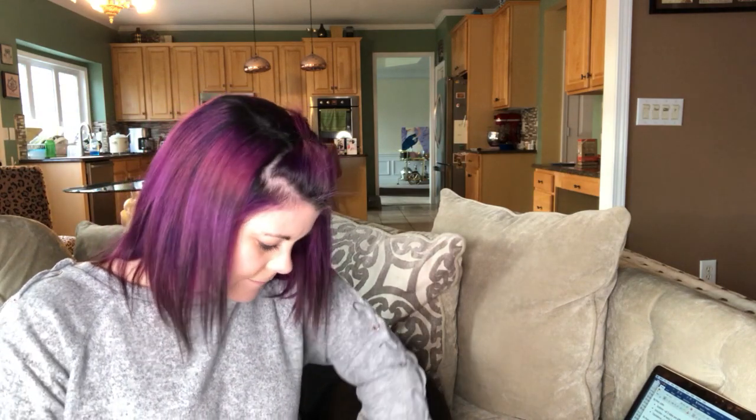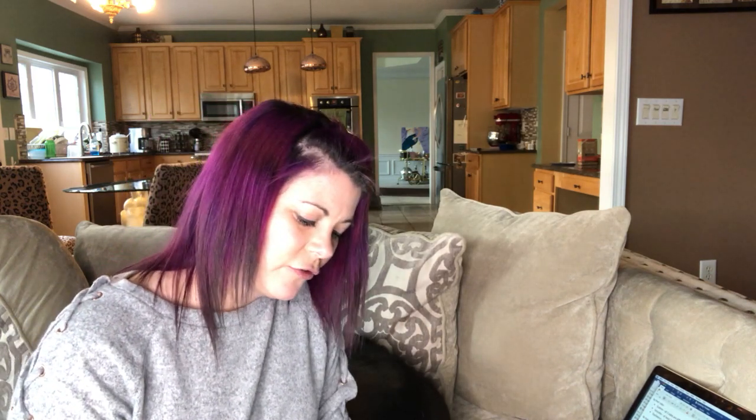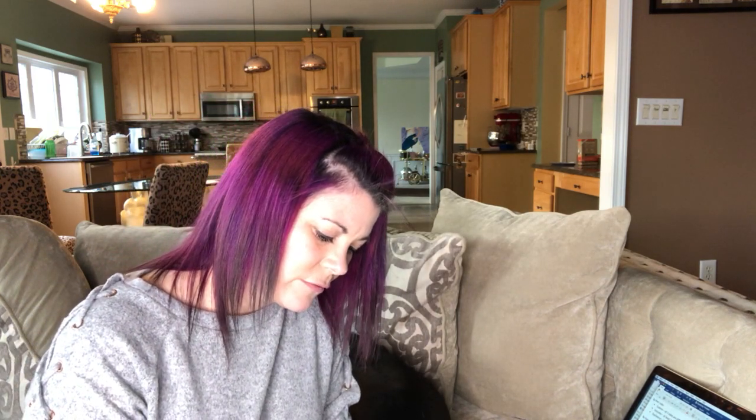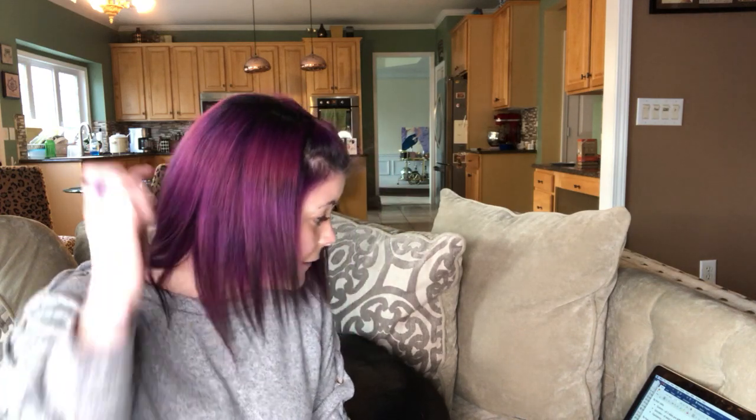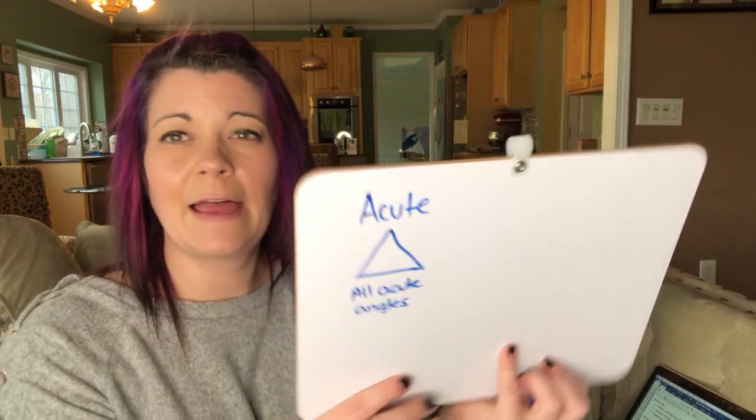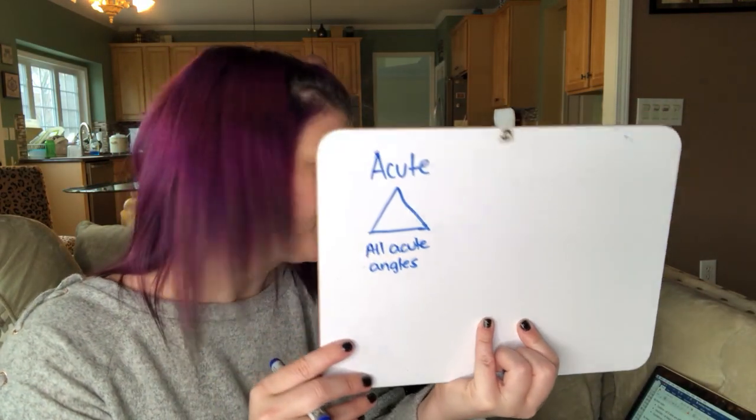talk about how to classify triangles with their angles. So there's an acute triangle. An acute triangle has all acute angles, and if you want to know what an acute angle is, an acute angle is less than 90 degrees. So something like that has all acute angles, an acute triangle.